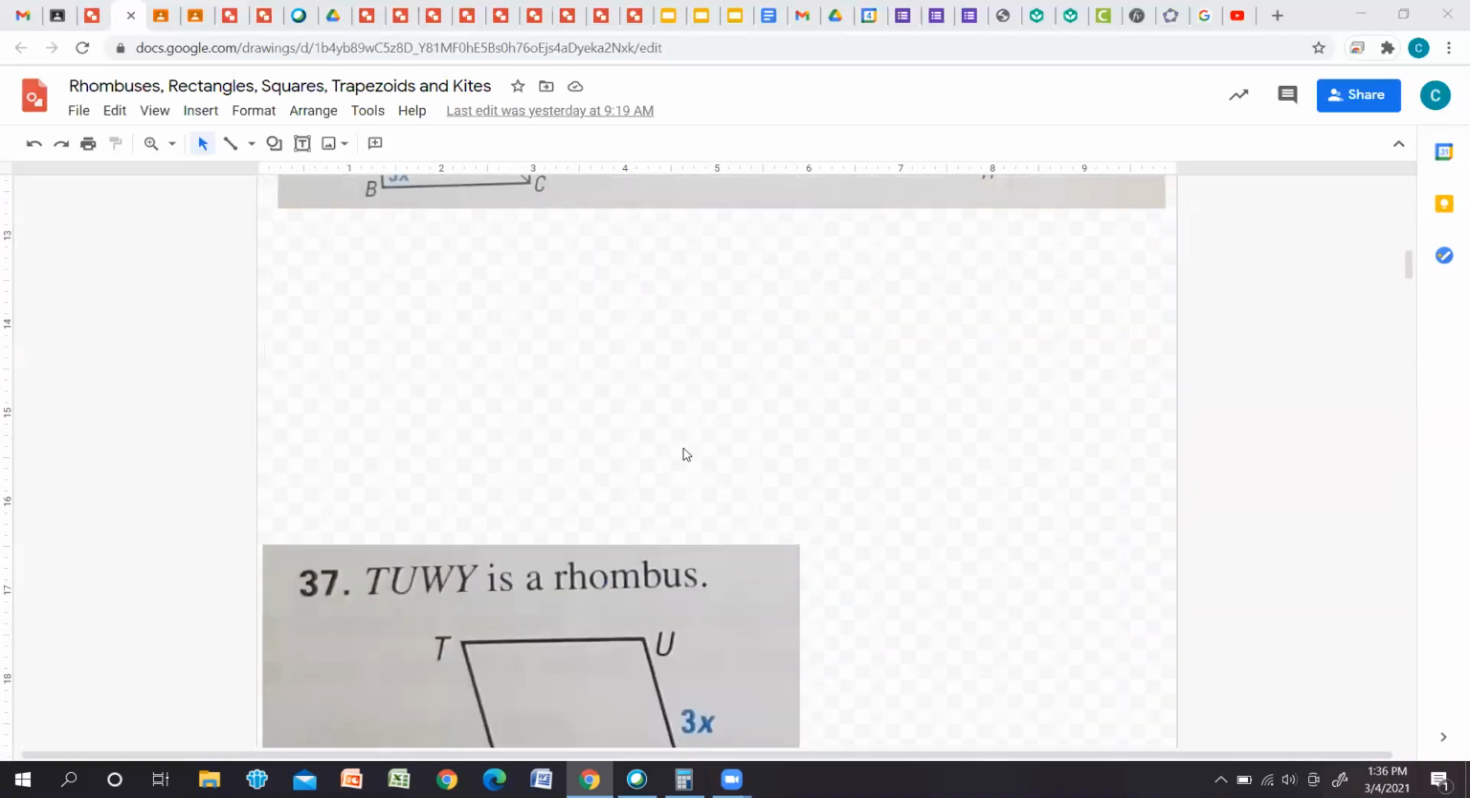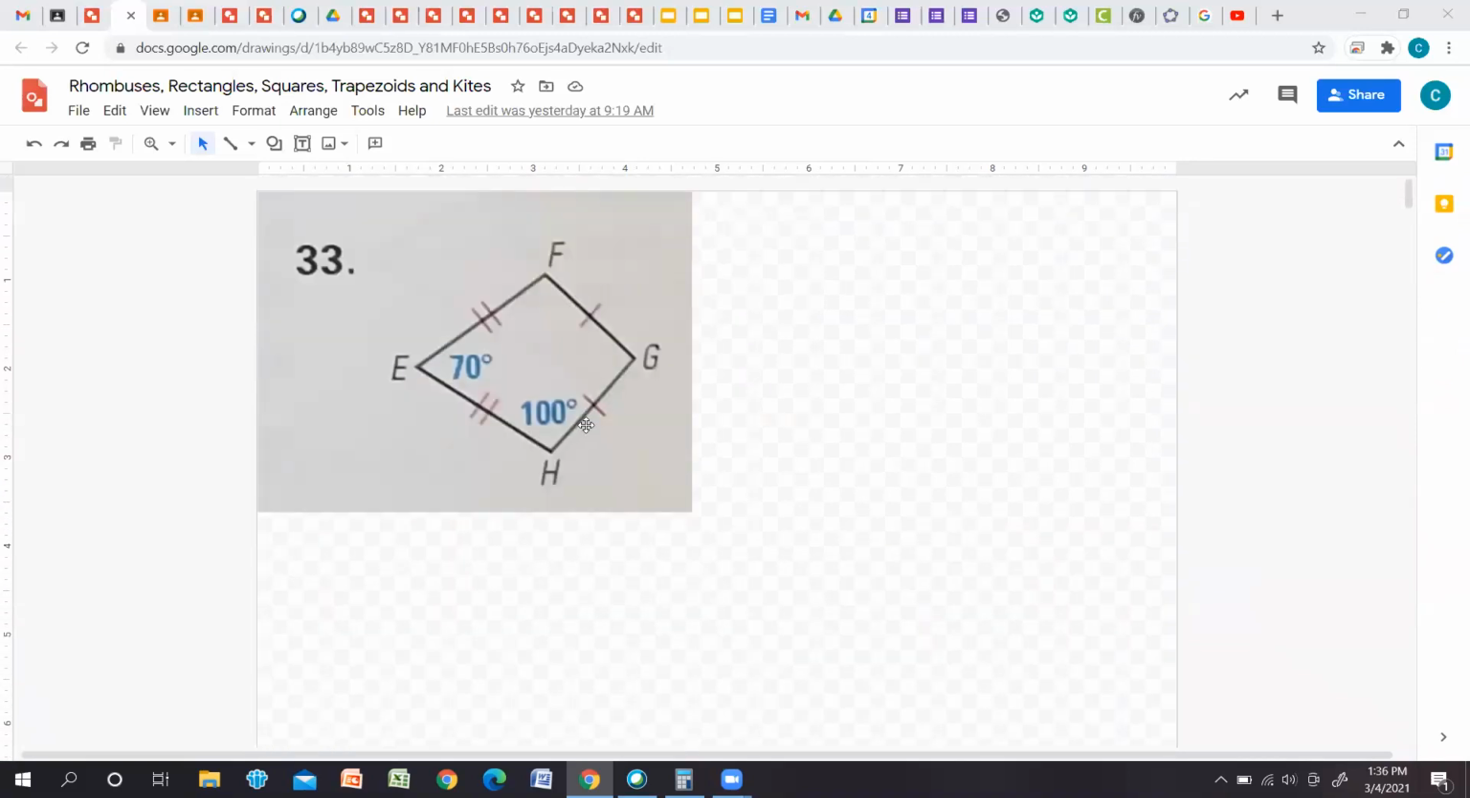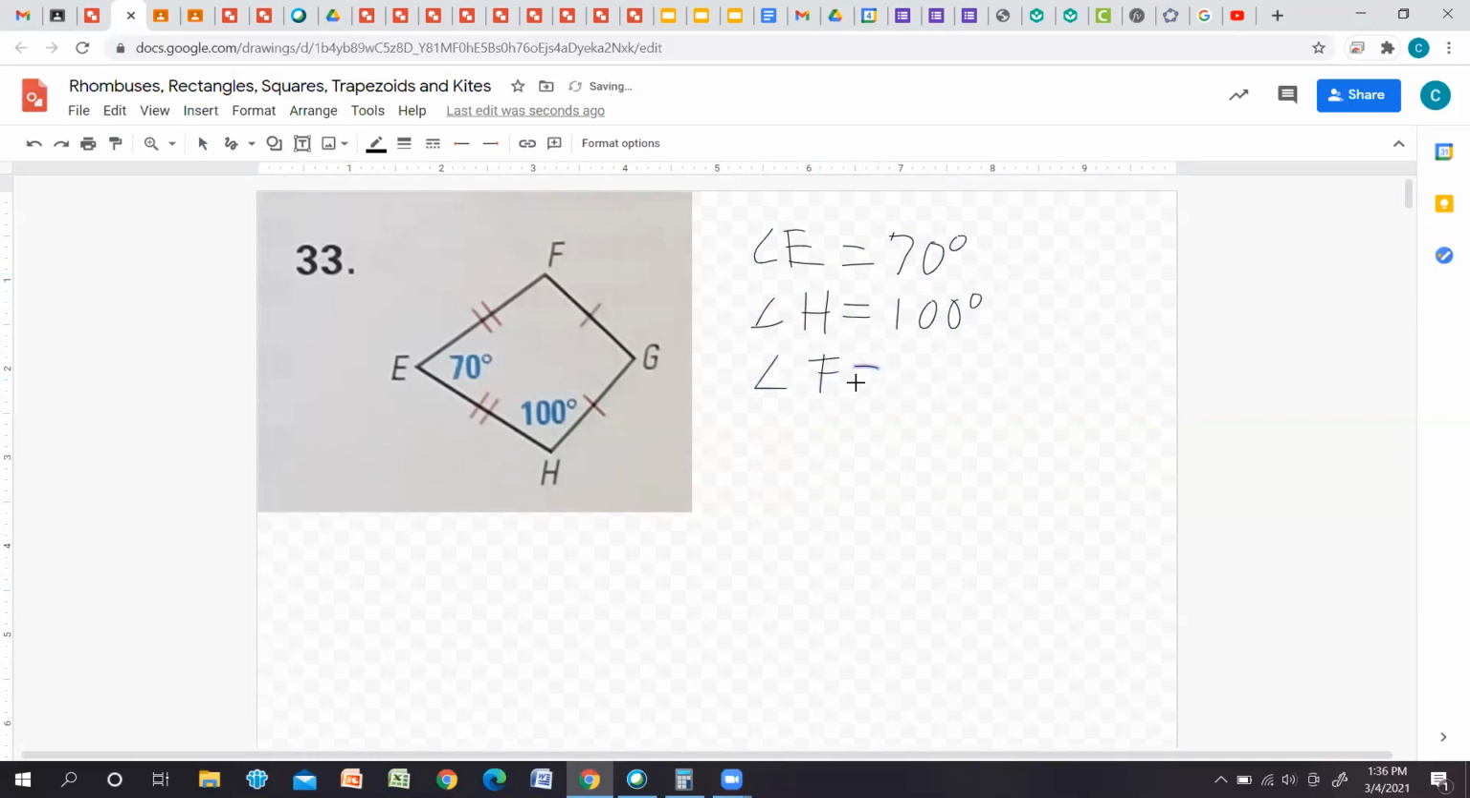All right, so I'm gonna do an example problem here with this kite. First, there's some given information. We know it's a kite because there are 2 pairs of consecutive congruent angles. So we have angle E is 70 degrees. Angle H is 100 degrees. Okay, so first of all, angle F is the same as angle H, so that's also 100 degrees.